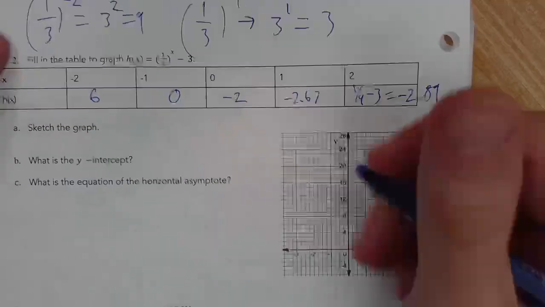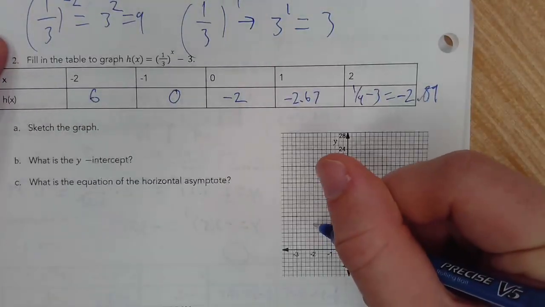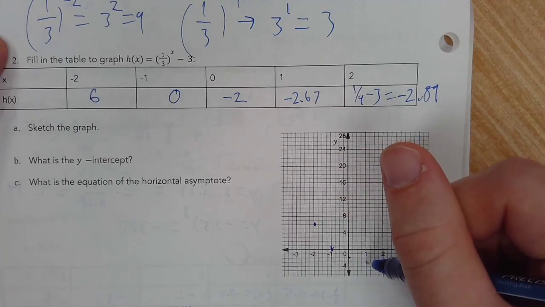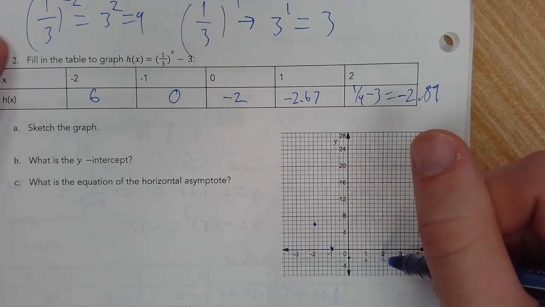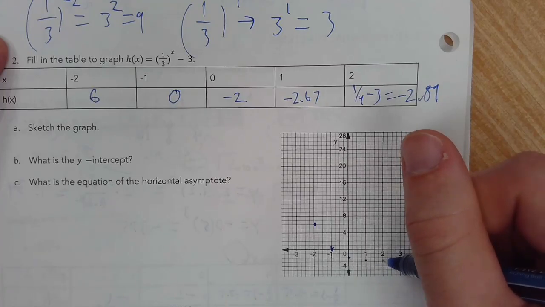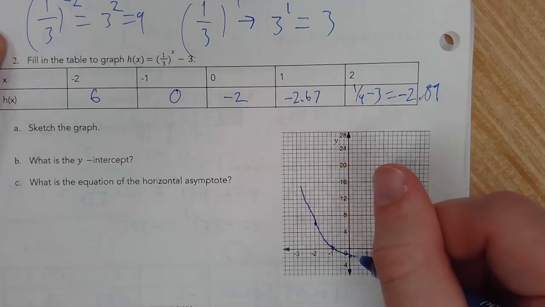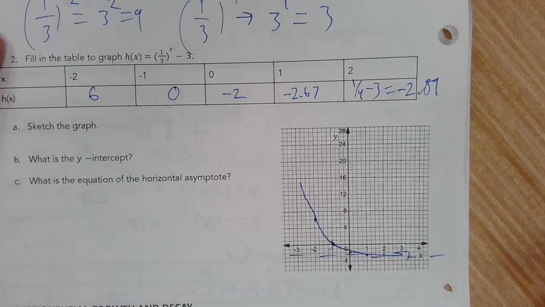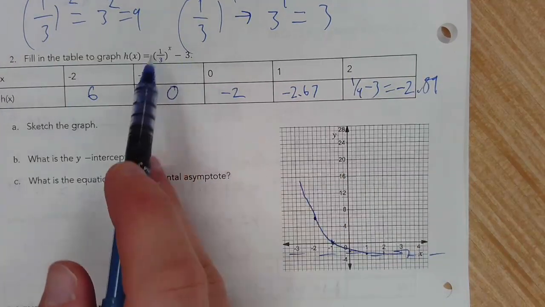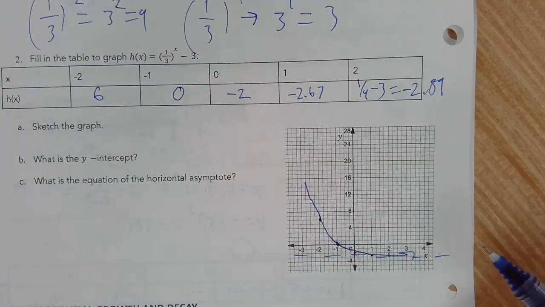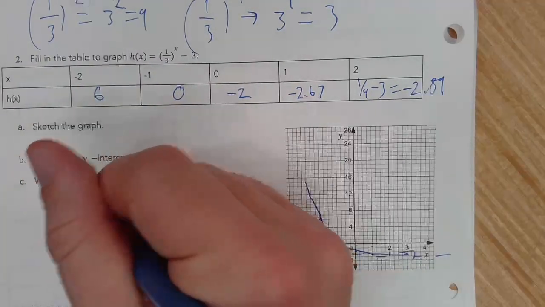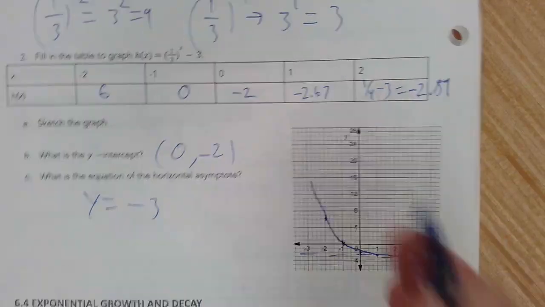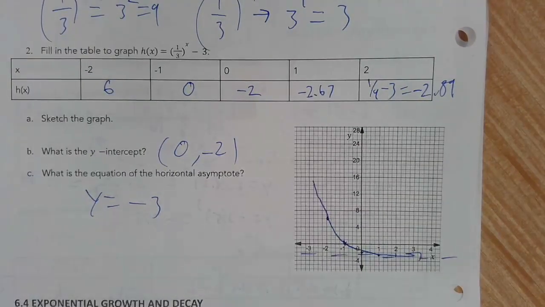Okay? Sketch the graphs. We're going to plot that: -2, 6; -1, 0; 0, -2; 1, -2.67. There we go. We actually have this. They have a very similar graph. The horizontal asymptote is where? What's the y value of the horizontal asymptote? So it's right here. It's at y equals -3, and the y-intercept was at 0, -2.